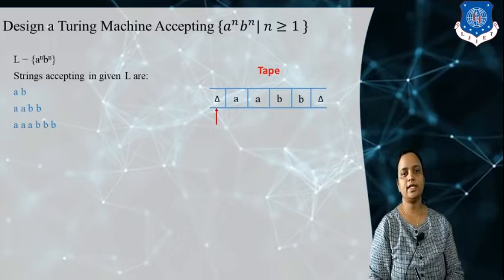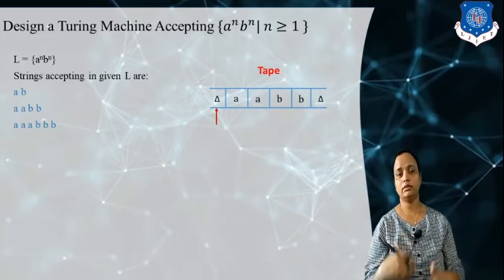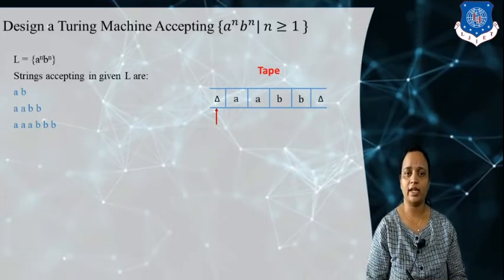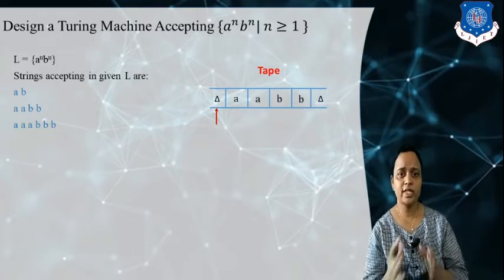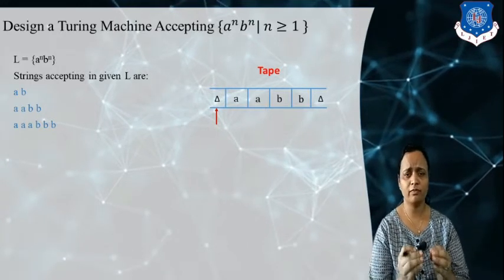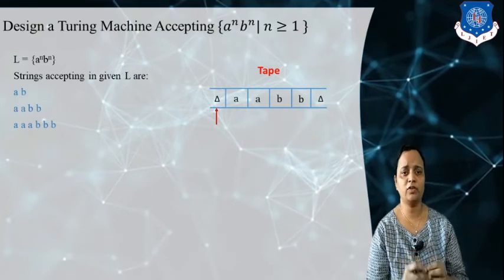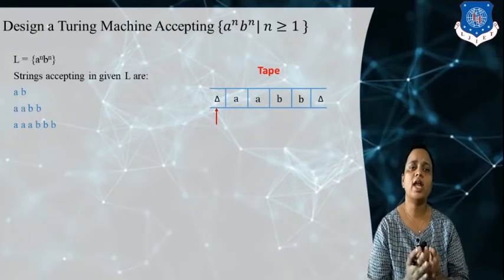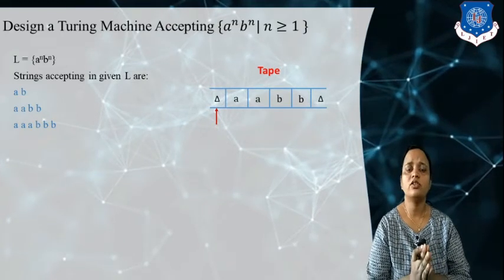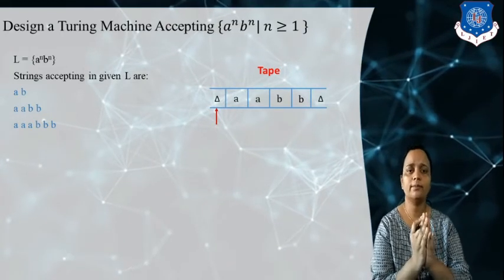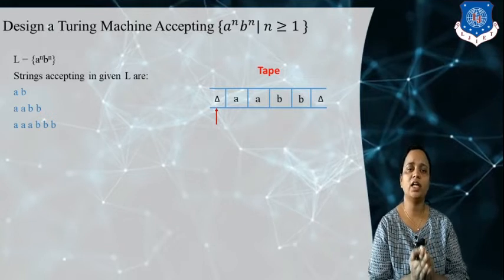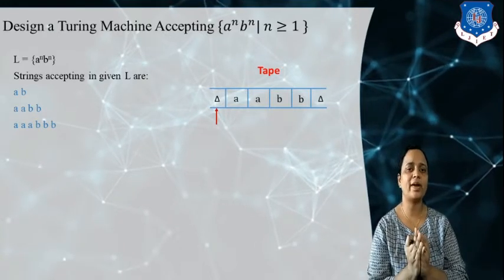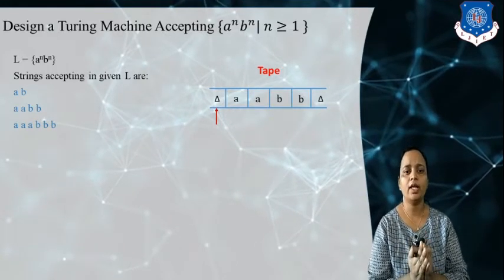Now understand how we can design the state transition diagram. Before designing the state transition diagram, we need to understand the logic that we are going to use. Here I have taken one input string which belongs to this language. I have taken n equal to 2, so my valid string is aabb.